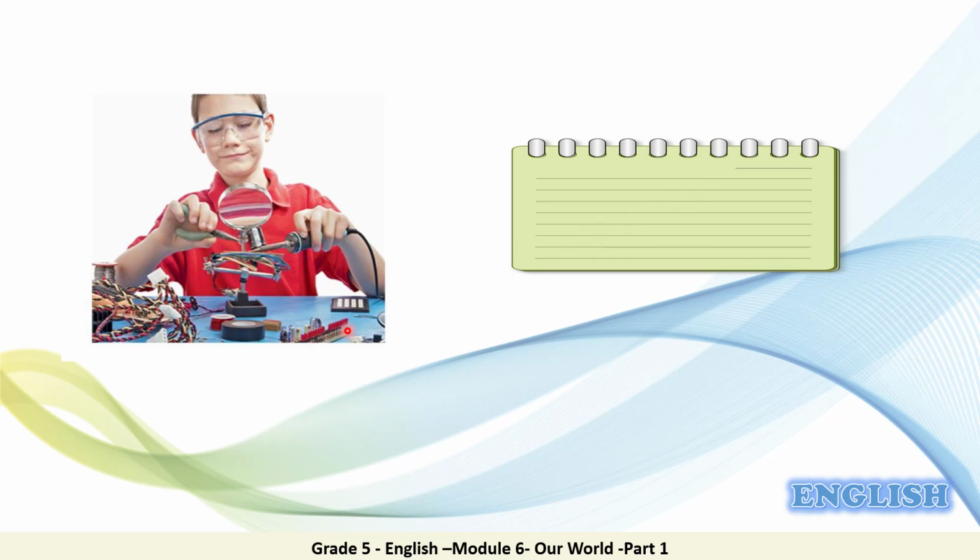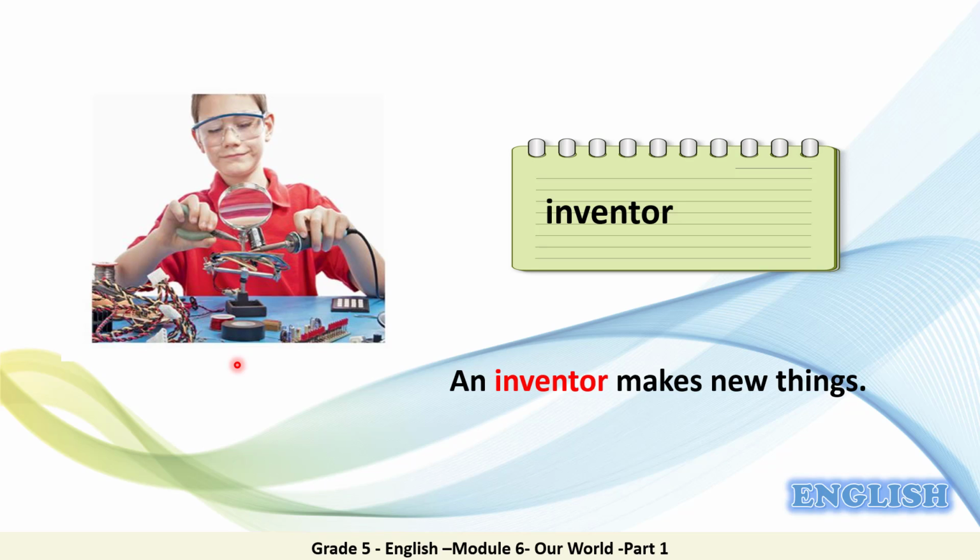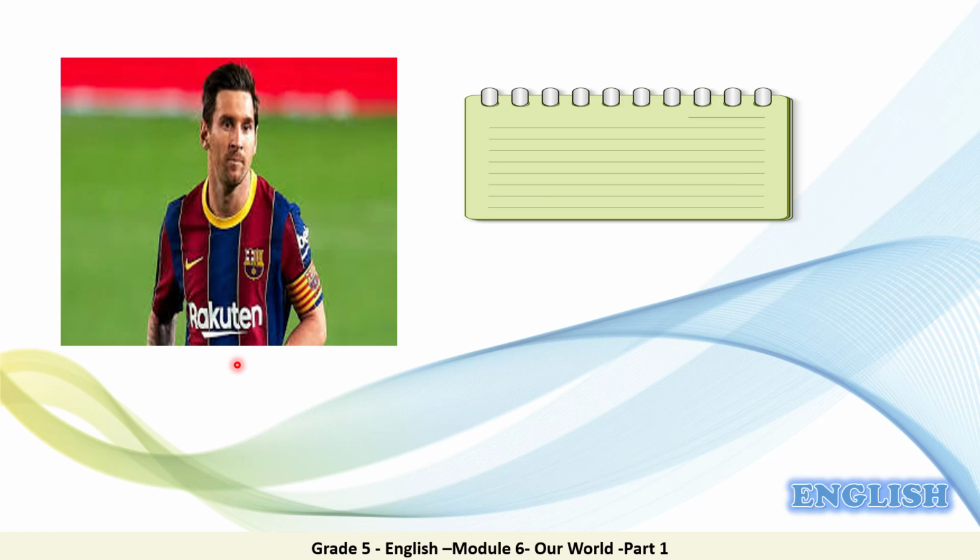Look at this young man. What's he doing? He's making new things. This means he is an amazing inventor. We could say an inventor makes new things. And from this example, we learned that inventor is a noun.